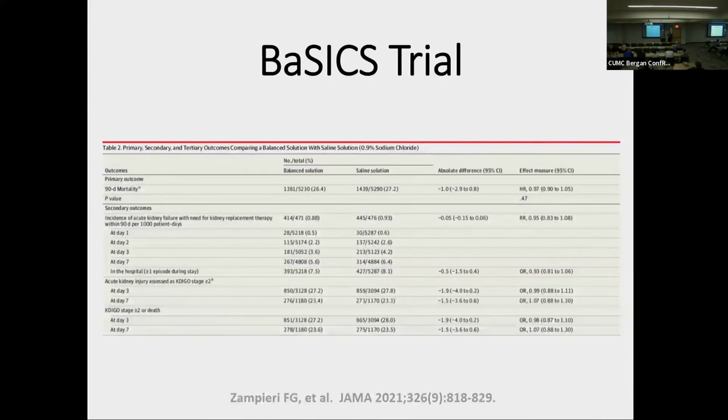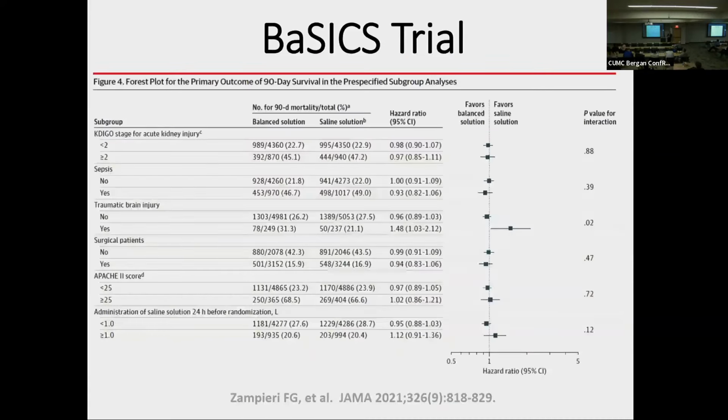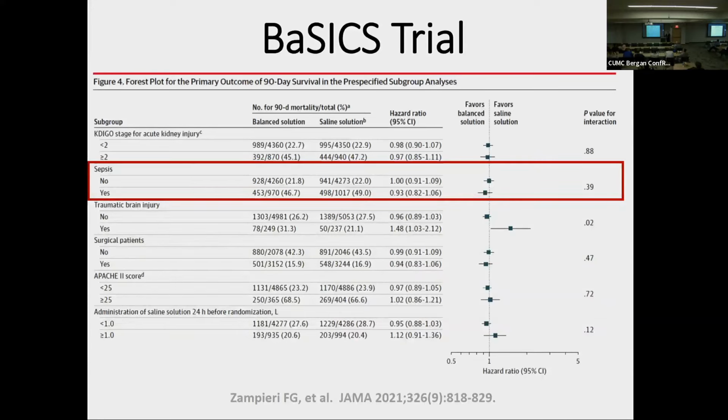Here are the actual other outcomes, and you can see no difference in kidney outcomes, which are at the bottom here for BASICS. Here's their subgroup. Sepsis is the second subgroup. Yes is the bottom part of the second subgroup. Maybe slightly favors balanced compared to saline, but not statistically significant.